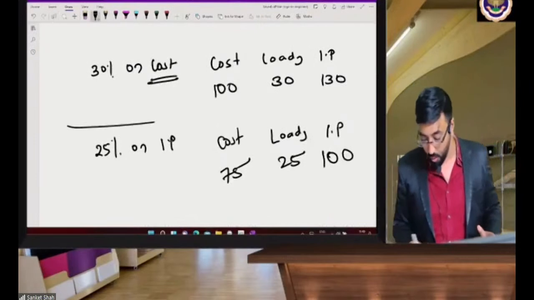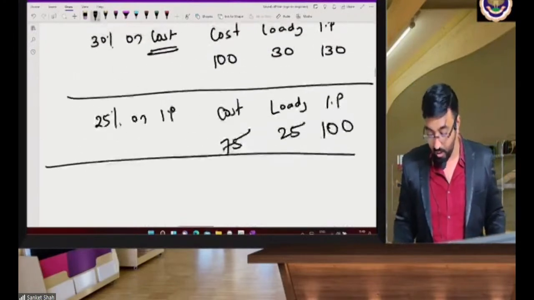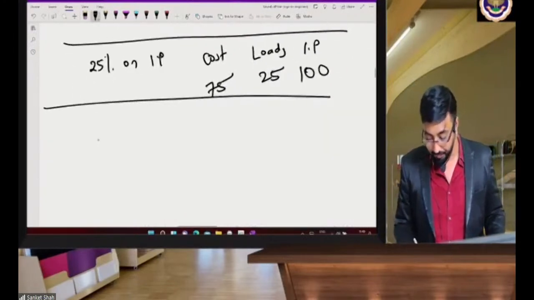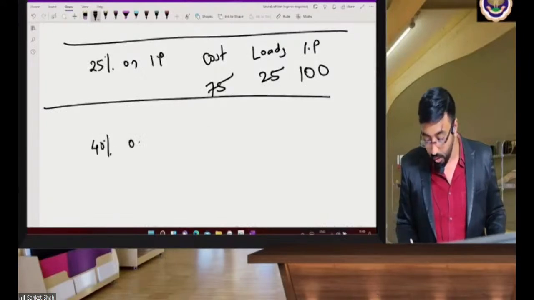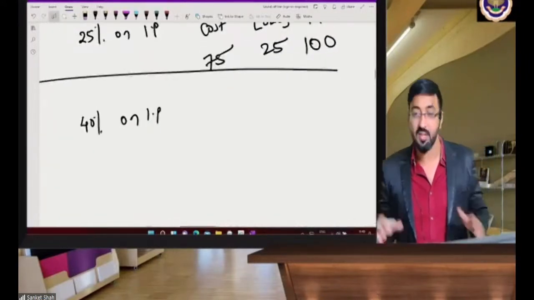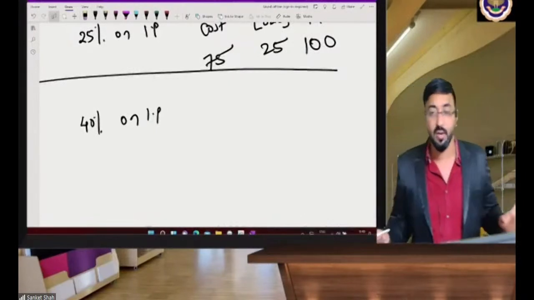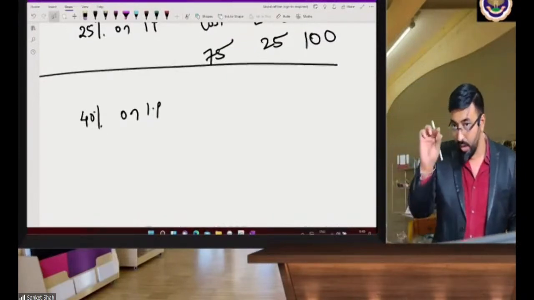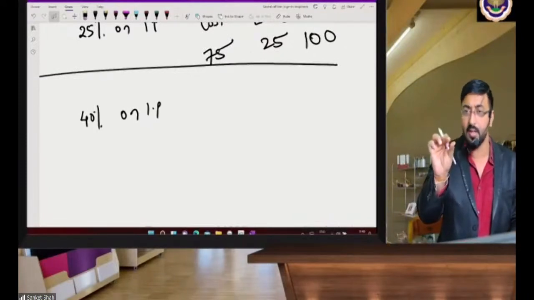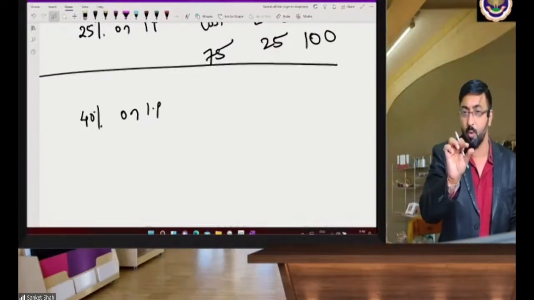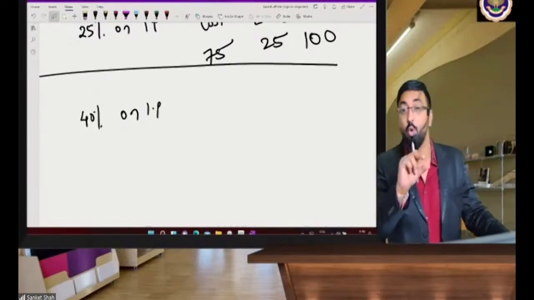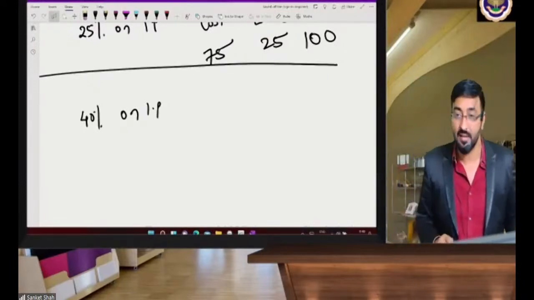Chalo, now one more point. I'm asking you now: 40% on invoice price. Tell me the equation. Just write down only amounts, like 60, 40, 100. Cost will be first, the unrealized profit will be second, that is loading, it's not a profit, it is a loading, and the last one is sales.